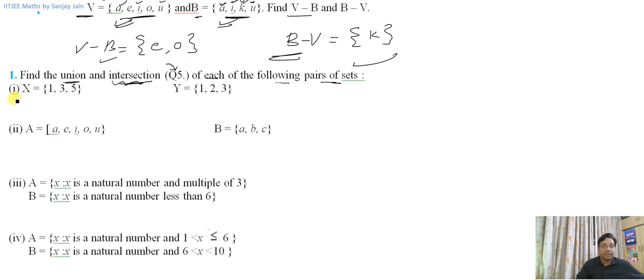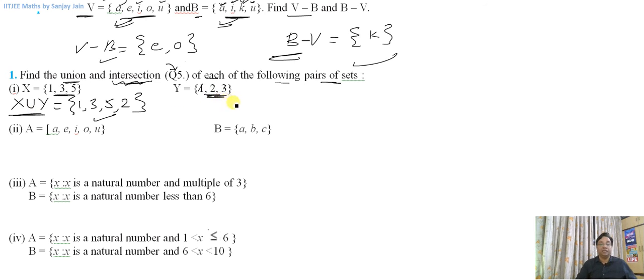Now see, X union Y will be, I'll write all the elements that are there in X and all the elements that are there in Y, barring the common elements. I will not write the common elements. So 1 I will not write, 3 I will not write, and 2 I'll write. So this is the union of X and Y.